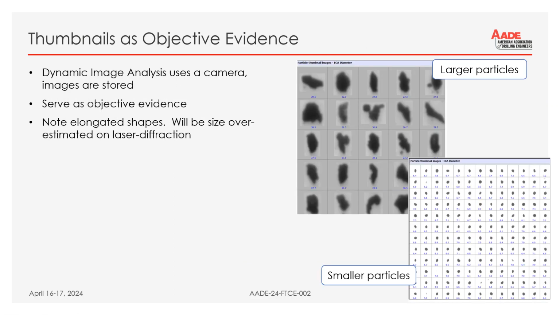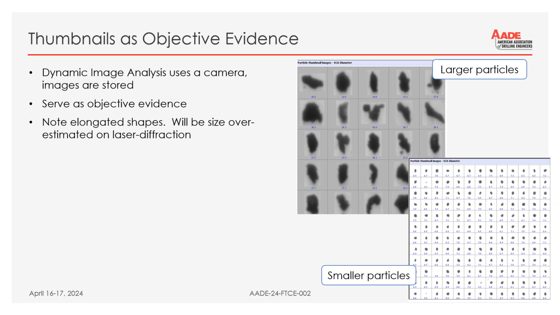So going over a few other benefits of dynamic imaging, besides the fact that you get a number weighted distribution versus a volume weighted distribution, is that you get a few other things, such as objective evidence. This is where it really enables the drilling engineer to make a much more educated decision at the well site immediately in real time.